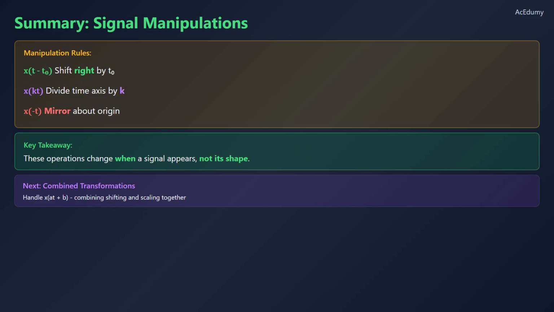Let us review the key signal manipulation rules. Time shifting: x(t − t0) shifts right by t0. Time scaling: x(kt) divides the time axis by k. Time reversal: x(−t) mirrors about the origin.